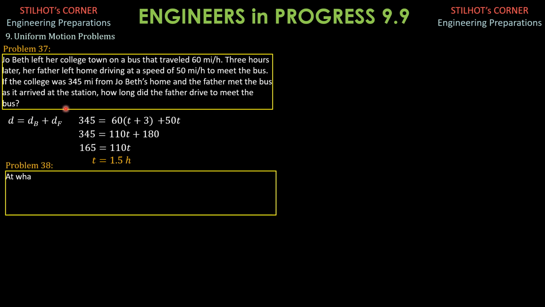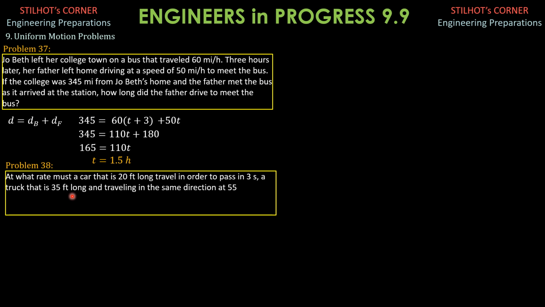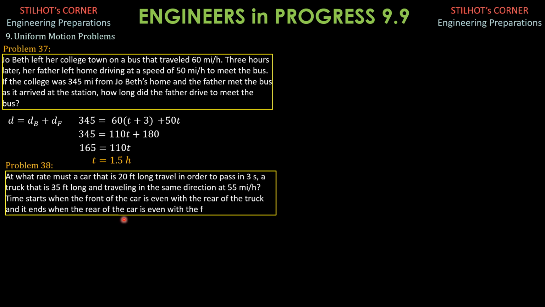Problem 38. At what rate must a car that is 20 feet long travel in order to pass in 3 seconds a truck that is 35 feet long and traveling in the same direction at 55 miles per hour? Time starts when the front of the car is even with the rear of the truck, and it ends when the rear of the car is even with the front of the truck.